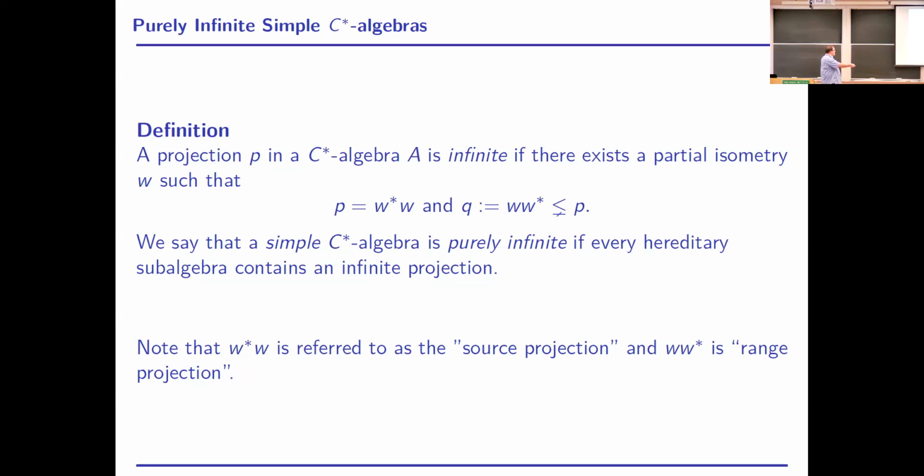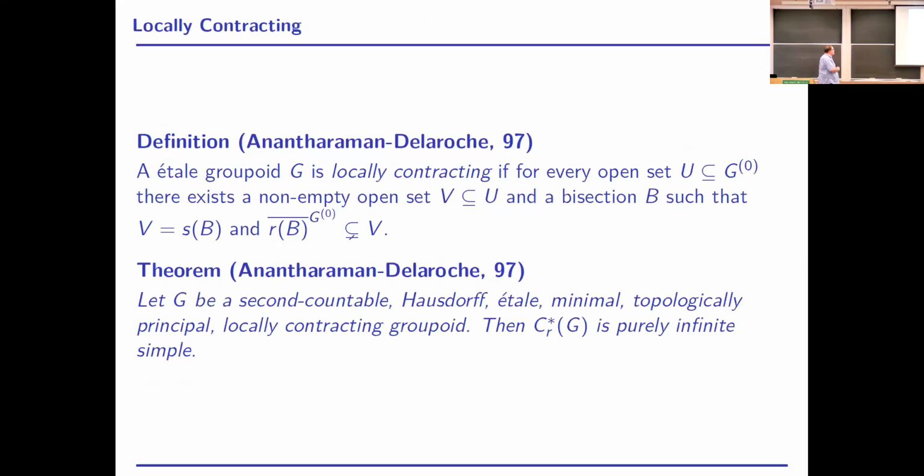As a note, for a little insight into where some of the conditions we're going to be looking at come from, recall that this is the source projection, this is the range projection, and the idea is that the source gives you the whole thing and the range gives you something smaller contained inside it. We say that a simple C-star algebra is purely infinite if every hereditary subalgebra contains an infinite projection. So simple is doing a lot of work in that definition, just to make the definition much more concise.